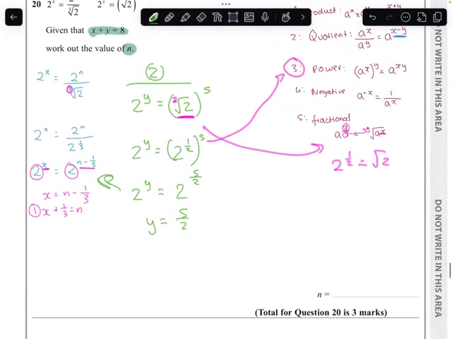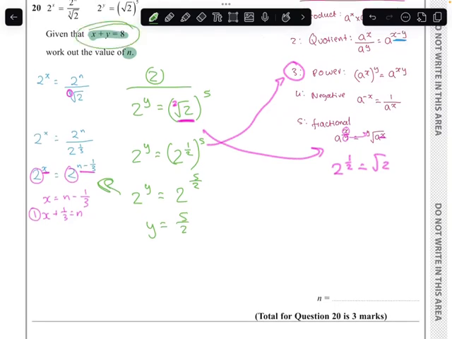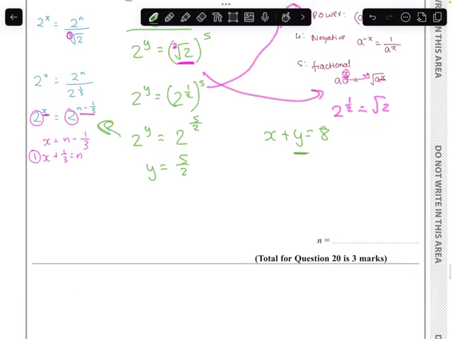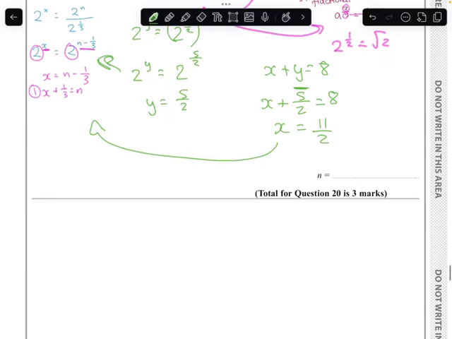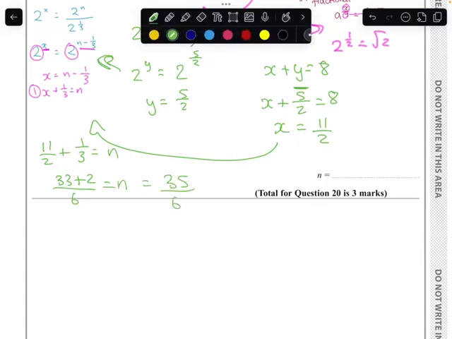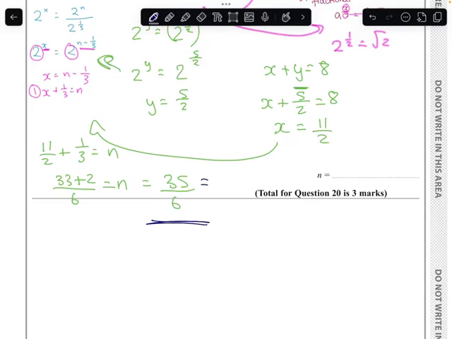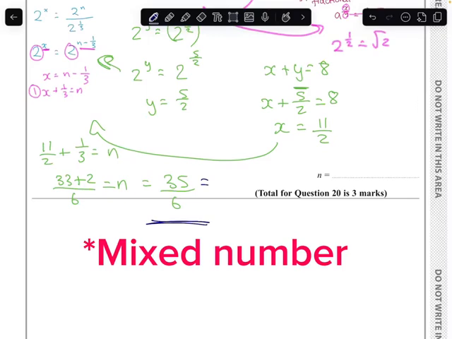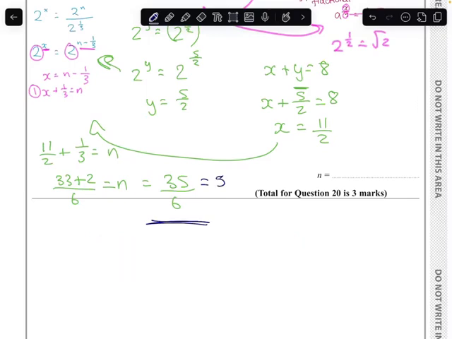Okay, now this is helpful because we know this. So if x plus y equals 8, if we know y, we can definitely find out x and hence work out n. So x, sub this into this equation here. And this would be our answer, or you could rewrite it as a mixed number, sorry, not improper fraction. Either one would be fine.